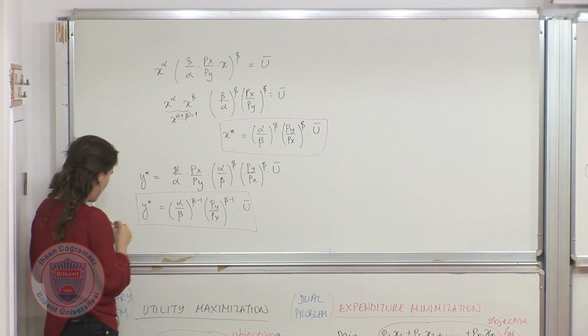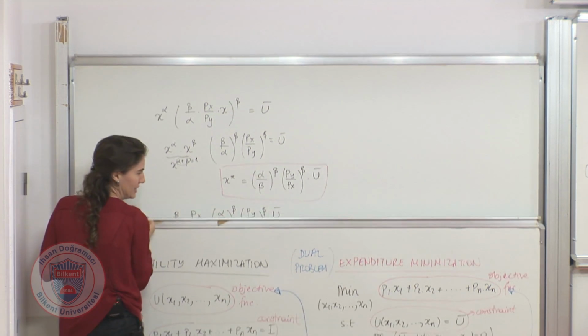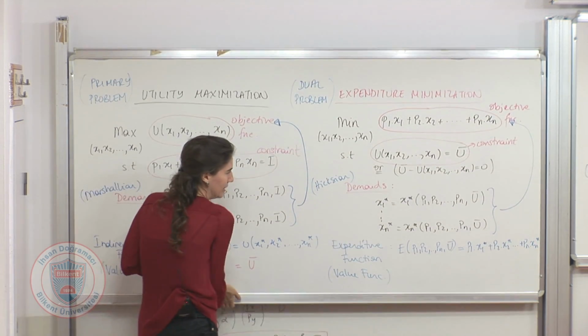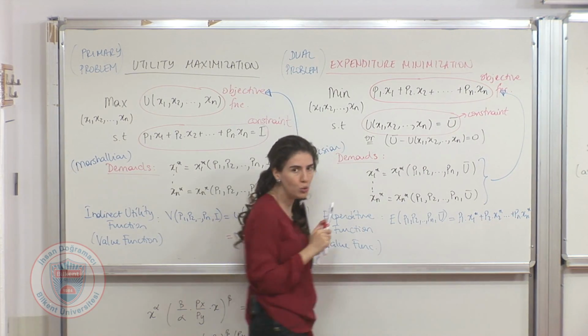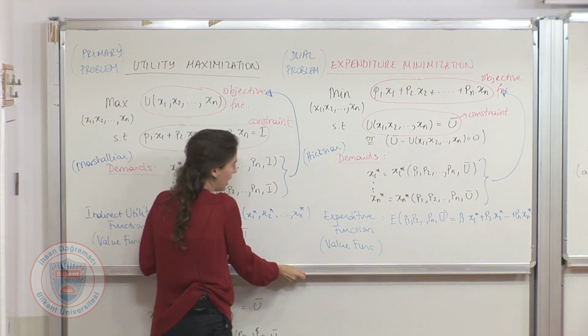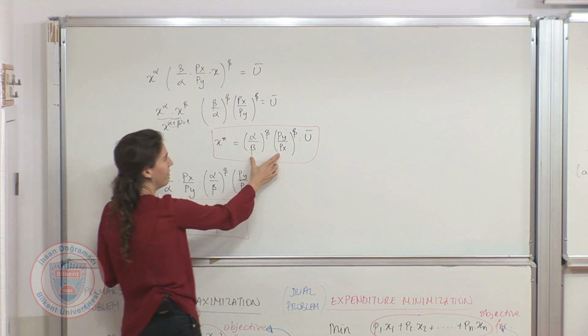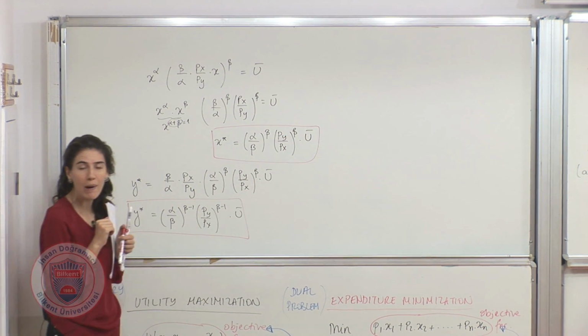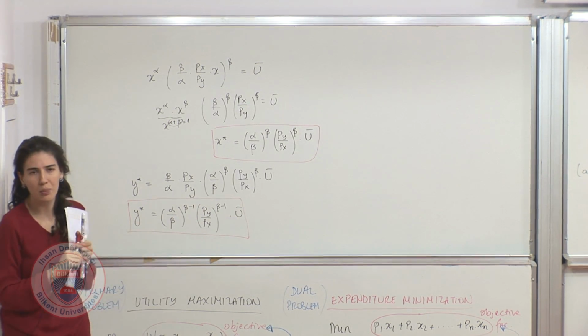Remember, we have said before, don't worry, I'll put this back up, but just a second. Remember here I said that these demands should be a function of the prices and u bar, right? And this is exactly what we have. This is a function of the prices and u bar, right? And this is a function of the prices and u bar.